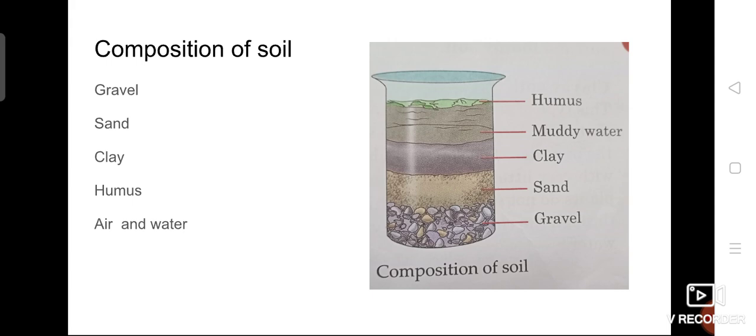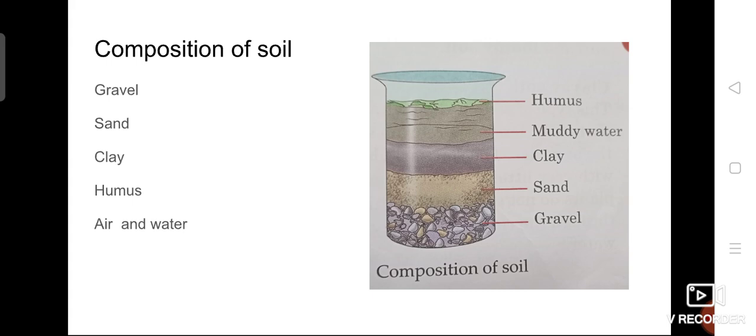Along with that, air and water are also present in the soil, though we cannot show them in this picture. But you can check with experiments. For example, if you are watering plants freshly, you can see the bubbles coming out of the soil. That is because of the air trapped inside. Once you pour the water, the air comes out.